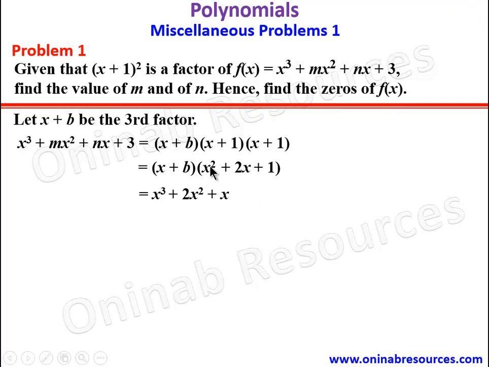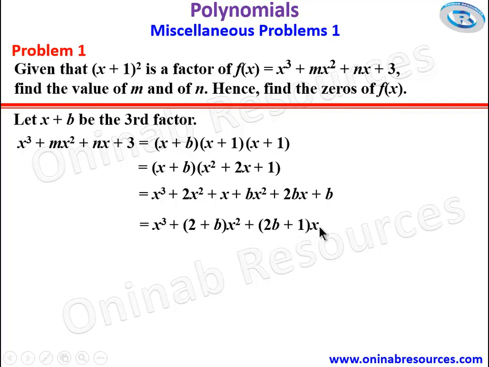We then use b to multiply every term in the second bracket. So b times x squared gives plus bx squared, b times 2x gives 2bx, and b times 1 gives b. So we then simplify. In our simplification, x cubed, 2x squared + bx squared will give us (2 + b)x squared. Then x + 2bx will give (2b + 1)x, then plus b.